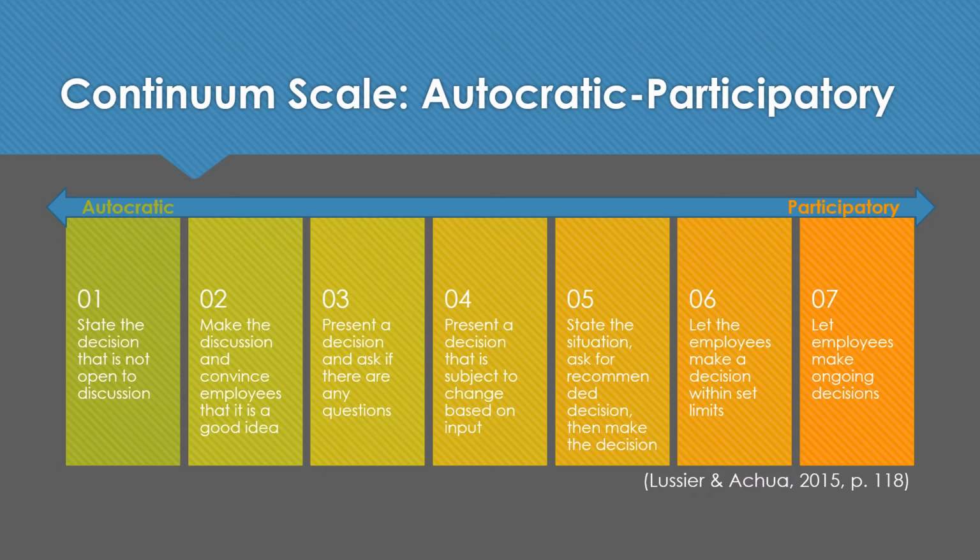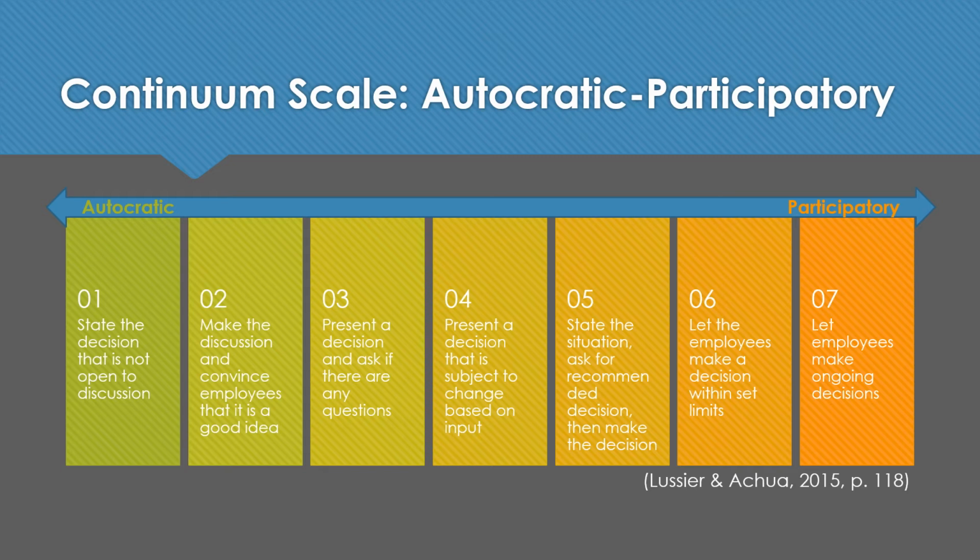Examples of the continuum of the actions that a leader would take and where in the continuum they fit, starting with the autocratic. First, state the decision that is not open to discussion. Two, make the decision and convince employees that it's a good idea. Three, present the decision and ask if there are any questions. Four, present a decision that is subject to change based on input.